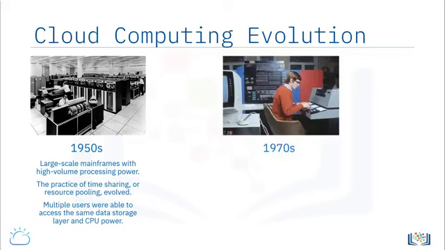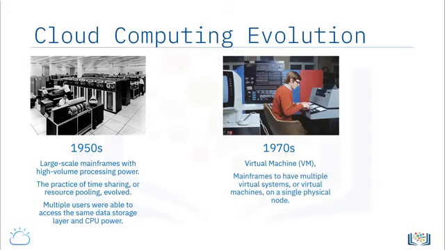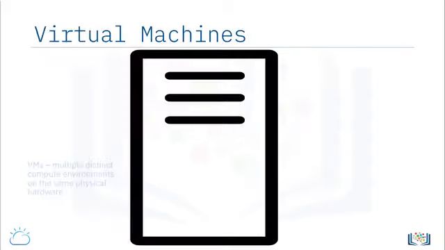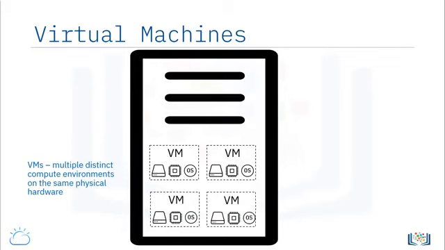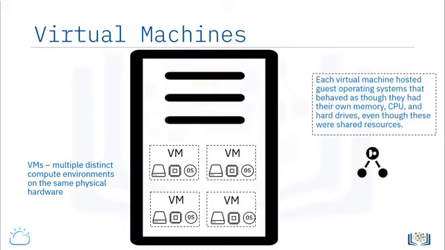In the 1970s, with the release of an operating system called virtual machine, or VM, it became possible for mainframes to have multiple virtual systems, or virtual machines, on a single physical node. The virtual machine operating system evolved the 1950s application of shared access of a mainframe by allowing multiple distinct compute environments to exist on the same physical hardware. Each virtual machine hosted guest operating systems that behaved as though they had their own memory, CPU, and hard drives, even though these were shared resources. Virtualization thus became a technology driver and a huge catalyst for some of the biggest evolutions in communications and computing.